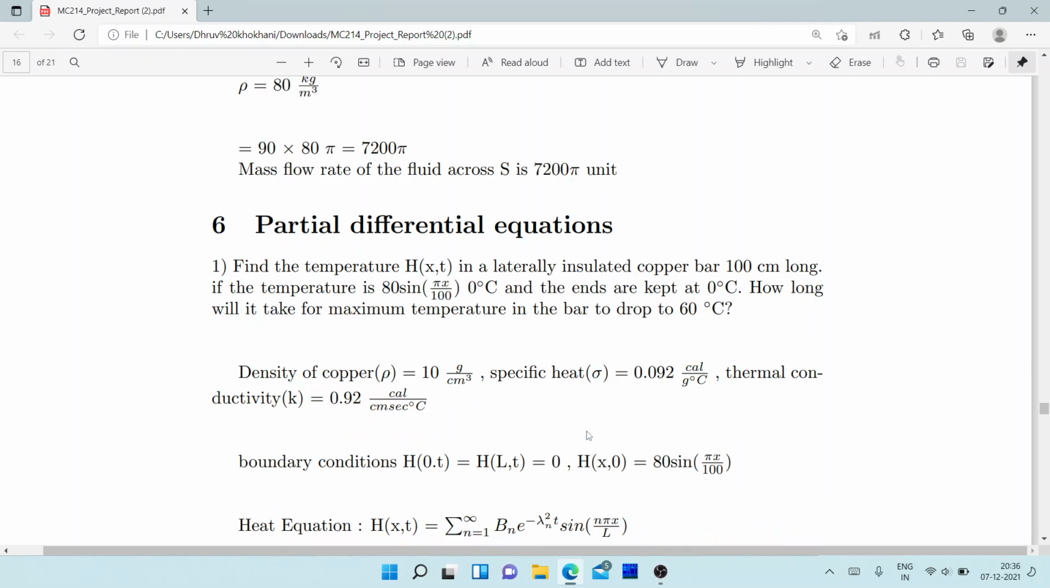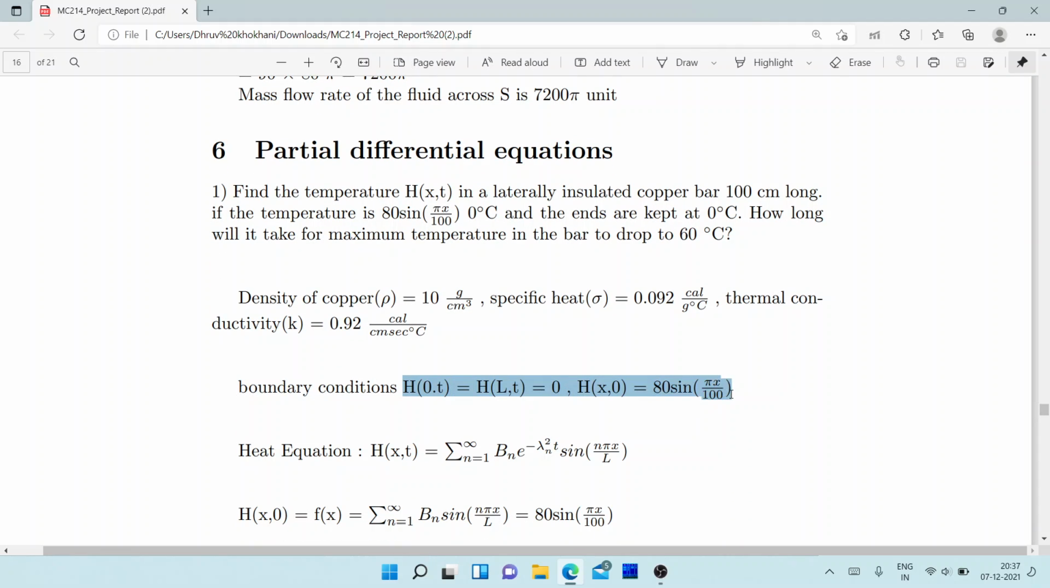In this problem, a copper bar with length 100 centimeters is kept at temperature 80 sin(pi x by 100) initially, and then we keep both ends of this rod at 0 degrees. So we have to find the time it takes to drop 16 degrees of temperature.